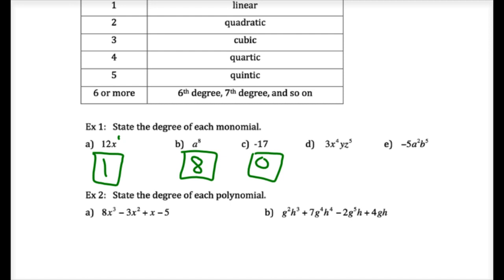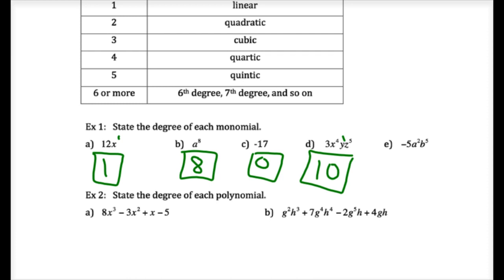Take a risk. Sean. 9. One more. 10. Why 10? One on the y. Exactly. There's a little sneaky 1, guys, on that y. So the degree, guys, believe it or not, is 10. How about the last one there? What's the degree of letter E?